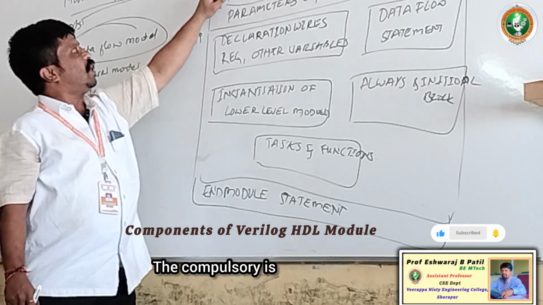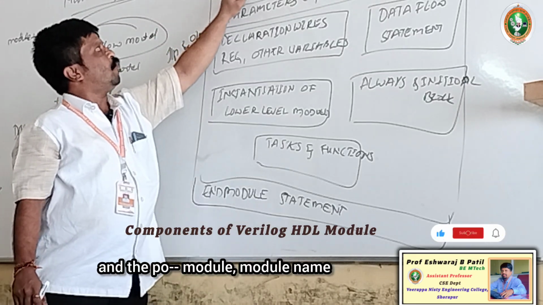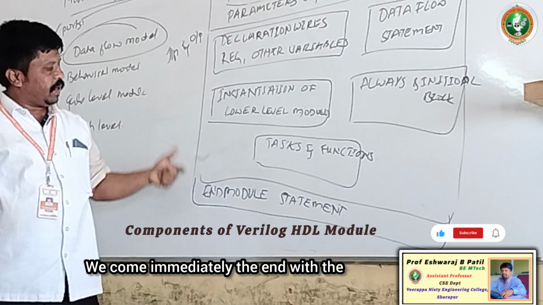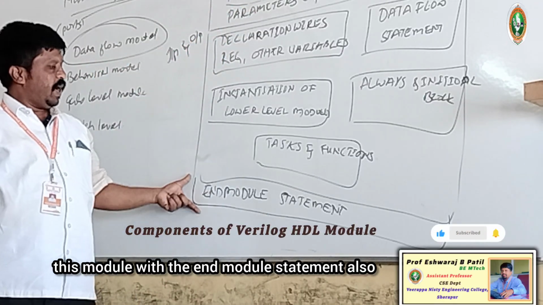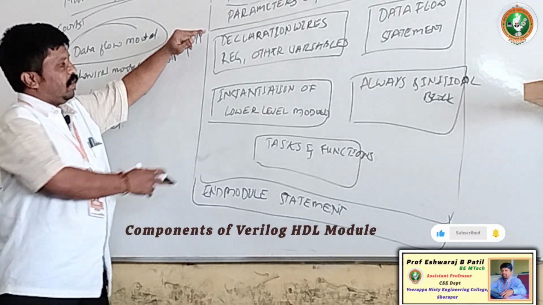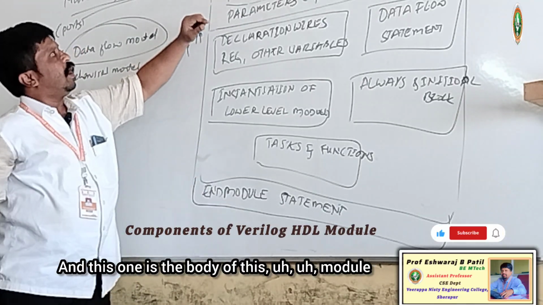The compulsory parts are the model name and the port list. We finish the model with the endmodule statement also. We should have this. These two are compulsory, and this one is the body of the model for writing the program.